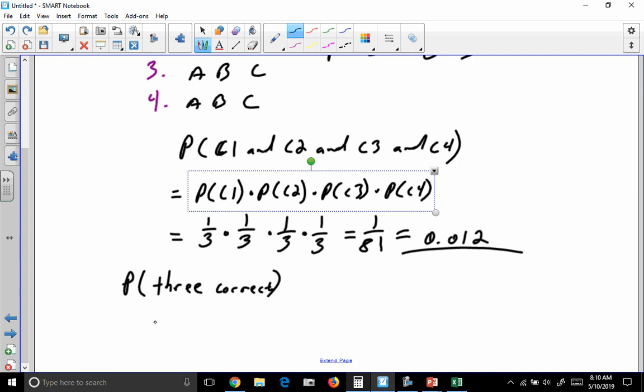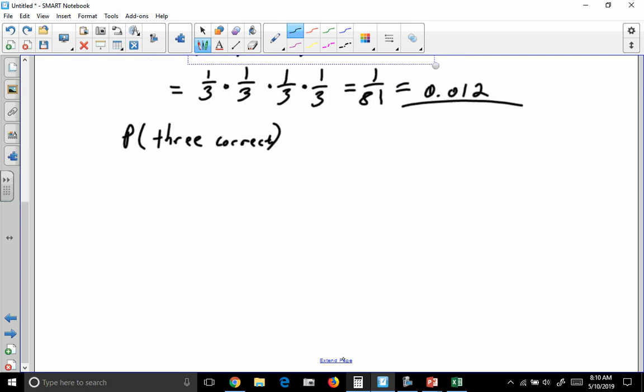So if we want to get 3 correct, there's actually different ways to do that. Sorry, I was getting 3 wrong. I could get the first 3 correct and the last one wrong, or I could get the third one wrong, or I could get the second one wrong, or I could get the first one wrong. All of those are ways of getting 3 correct answers.